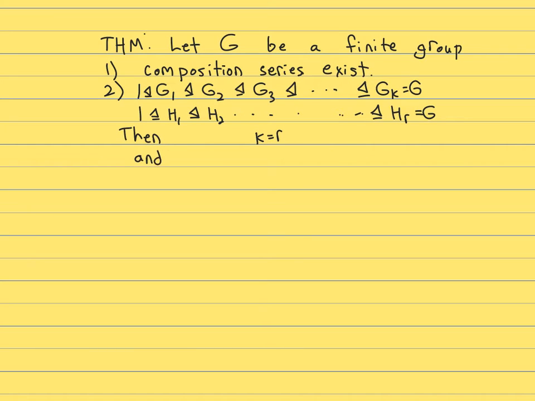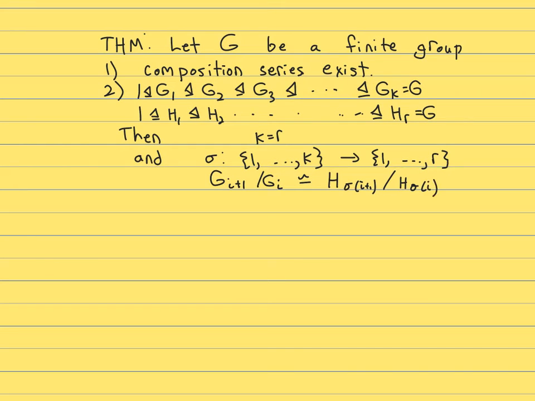Moreover, you can write down a bijection between the integers 1 through k to the integers 1 through r, such that G_{i+1} mod G_i is isomorphic to H_{σ(i)+1} mod H_{σ(i)}. Oh, let me get that parentheses correct. Hey, look, the textbook actually got the statement right.